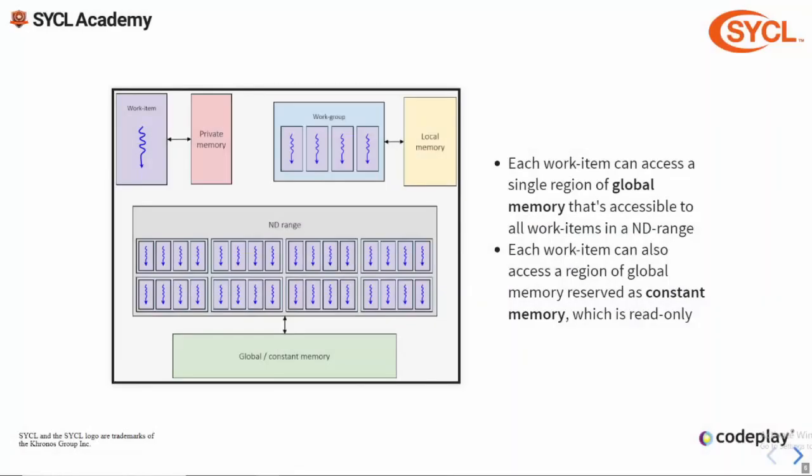Finally we had the ND range. Each work item can also access a single region of memory called global memory. Global memory is accessible to all work items in the ND range. It is also the only way to communicate data in and out of kernels, except for constants. Each work item can also access a region of global memory that is reserved as read-only called constant memory. Using constant memory can be an optimization for applications as it doesn't require cache since it's read-only. However, not all implementations provide a benefit from using this.